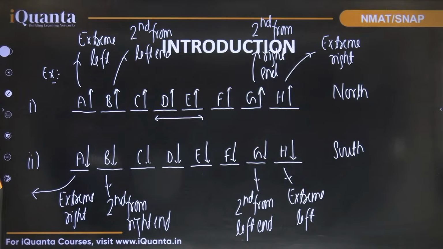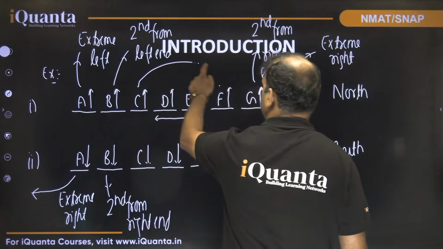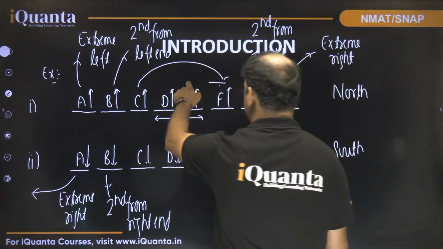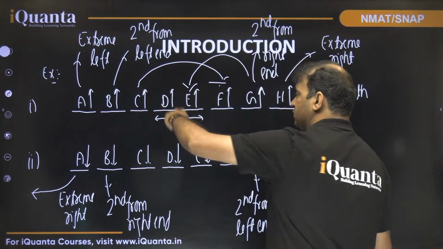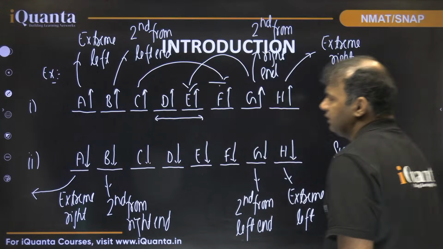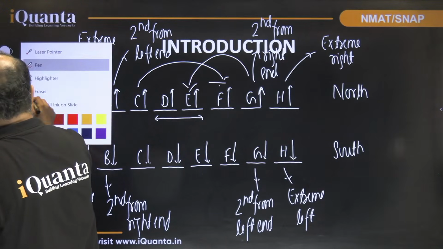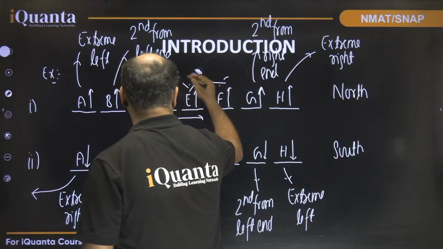In comparative, they will give the information by comparing with someone else. For example, they can say that F is third right of C, or E is second left of G. So this kind of information is called relative information. Alright, Ishan, hopefully you understand the point. But your question was very good.